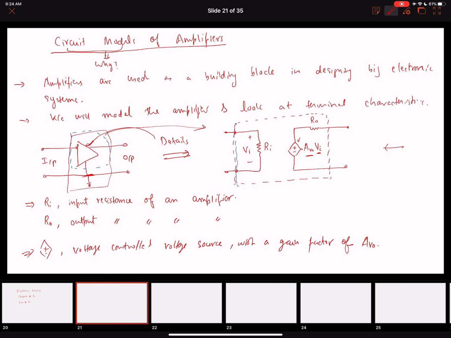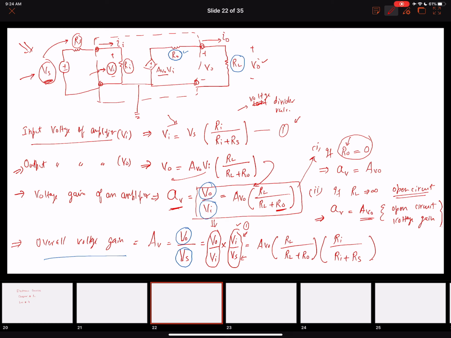In this lecture, we started with developing a circuit model of an amplifier. We saw what's inside a circuit model of the amplifier. It has an input resistance, an output resistance, and a voltage controlled voltage source. Then we wrote down the terminal voltages of that amplifier, the input voltage and the output voltage. We defined 3 different gains: the open circuit voltage gain, the voltage gain of an amplifier with respect to the input voltage at the amplifier input across the input resistance of the amplifier, and then the overall voltage gain, which is the voltage gain with respect to the source voltage that we have connected.